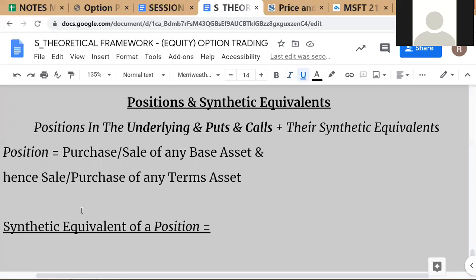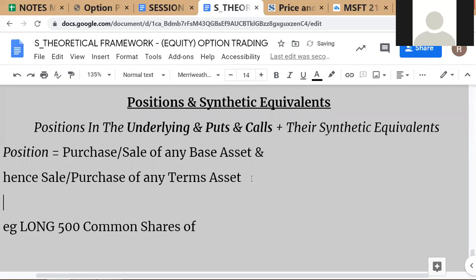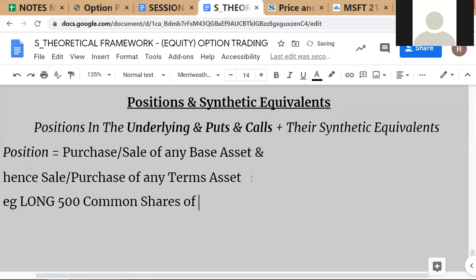Now, what is the synthetic equivalent of a position? Anybody wants to give us a definition of synthetic equivalent of a position? So if I have, for example, let's say, the example I gave you, long. A position can be either long or short. So long 500 common shares of MSFT. We can take this example on this side.